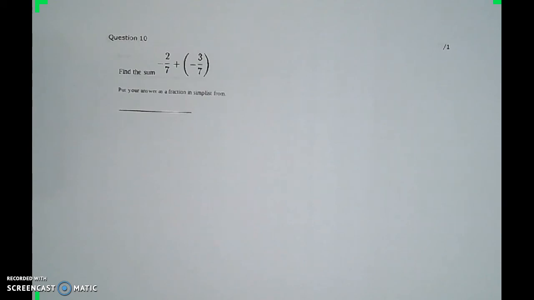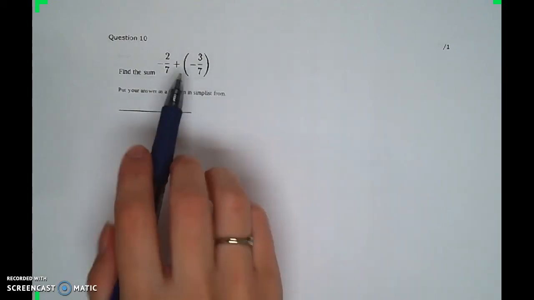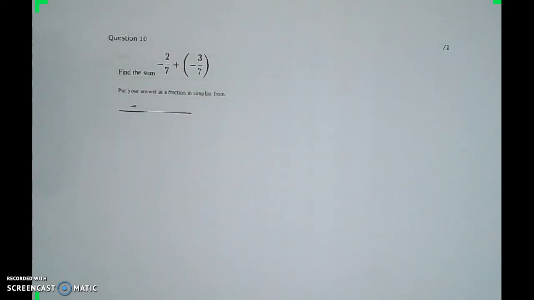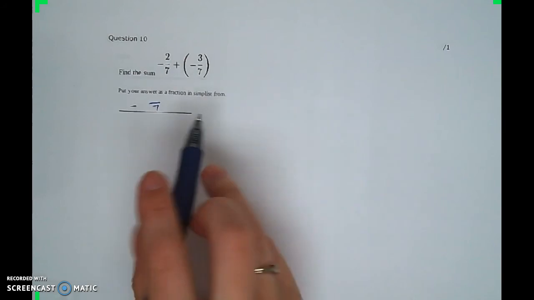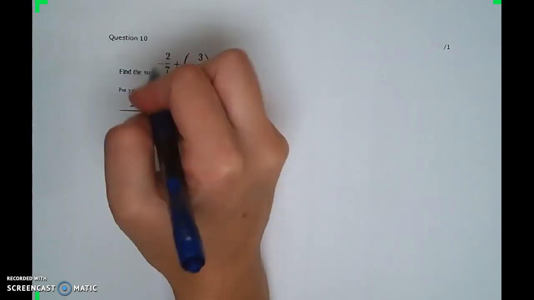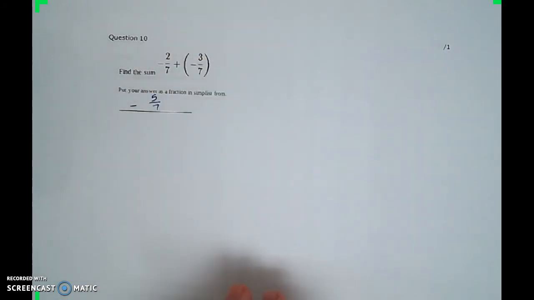The next one, we want to find the sum here. They're both negative, so my answer will also be negative. And then since they're both negative, I want to add them. So I'm going to have a 7 at the bottom, and then I have 2 plus 3, which gives me 5. So my answer is -5/7.